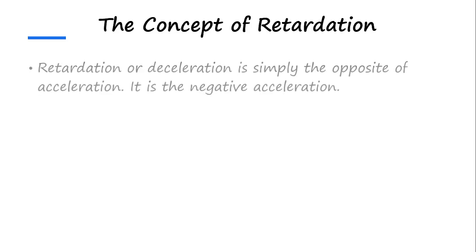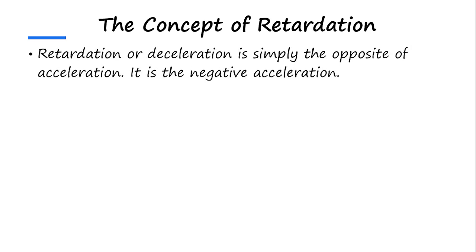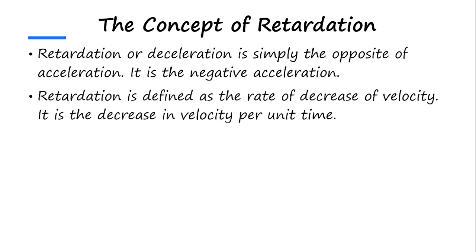Now let's see the concept of retardation. This is what we call the negative acceleration, which is obtained when the final velocity is smaller than the initial one. So retardation, or deceleration, is simply the opposite of acceleration. It is the negative acceleration. Retardation can be defined as the rate of decrease of velocity. So when the velocity is decreasing, maybe from point A to point B, that is what we call the retardation. It is the decrease in velocity per unit time.